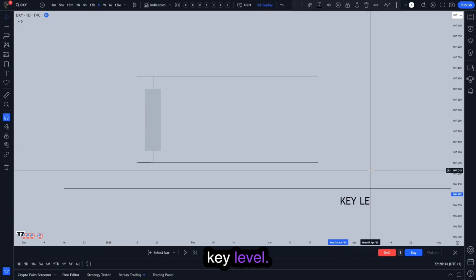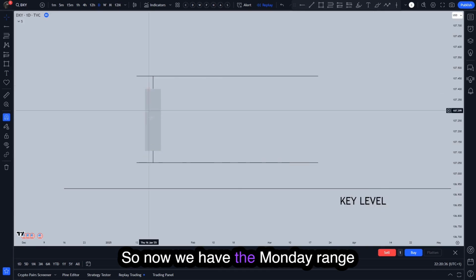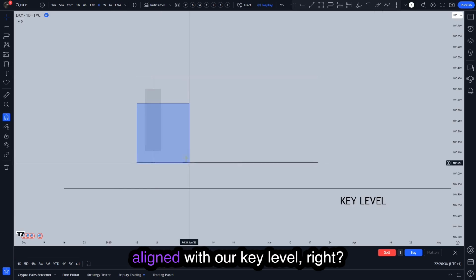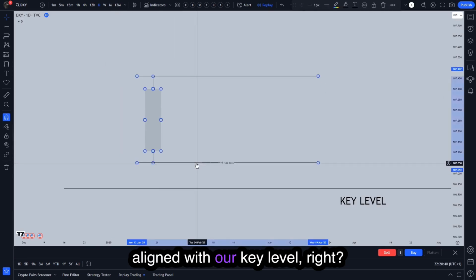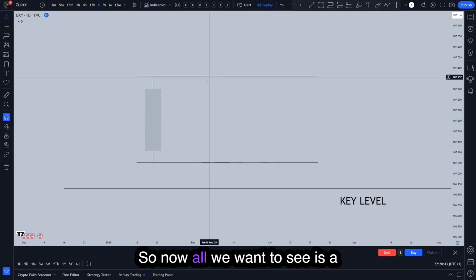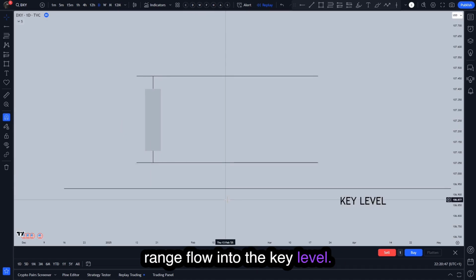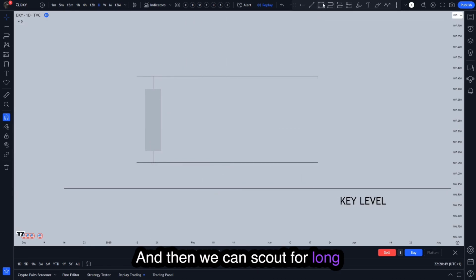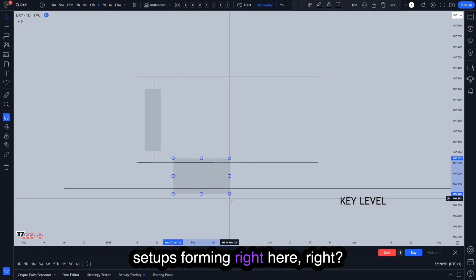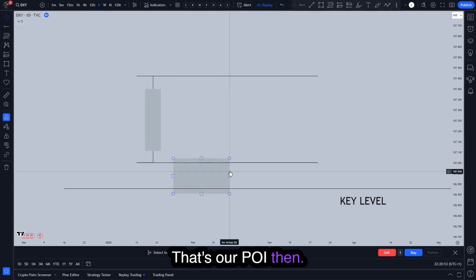Key level. So now we have the Monday range aligned with our key level, right? So now all we want to see is a manipulation below the Monday range low into the key level, and then we can scout for long setups forming right here, right? That's our POI then.